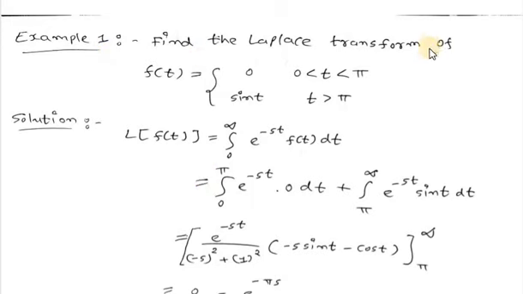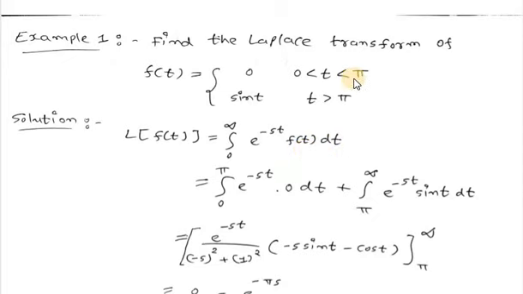We have to find out the Laplace transform of f of t equals 0 when t is between 0 to pi, and f of t is sin t when t is greater than pi. So for this purpose, we will use the fundamental definition of Laplace transform, that is Laplace of f of t equals integration from 0 to infinity e raised to minus st f of t dt.